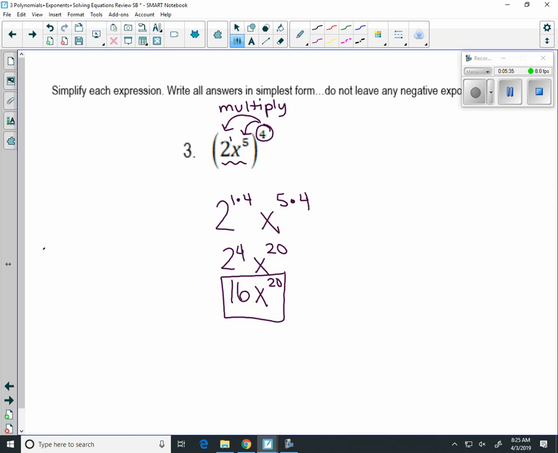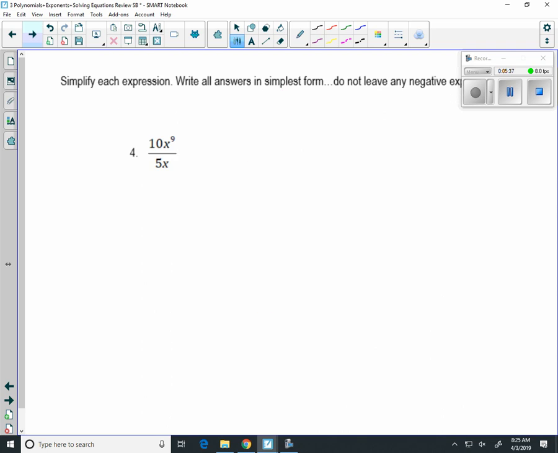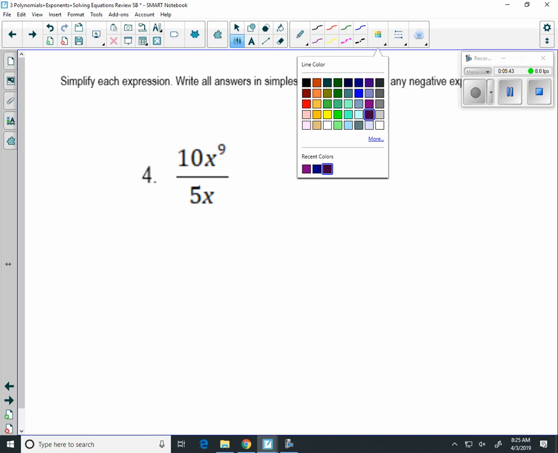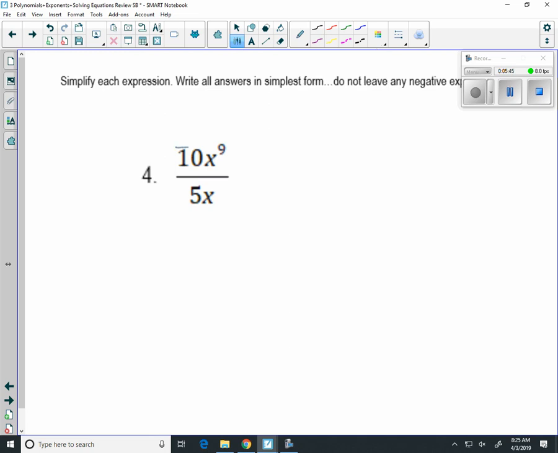All right, next exponent rules problem. We had 10x to the 9th over 5x. When we're dividing, we're going to divide our bigs and subtract our exponents, as long as we have the same base.